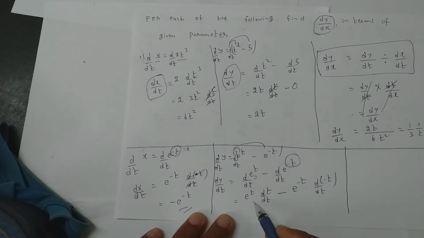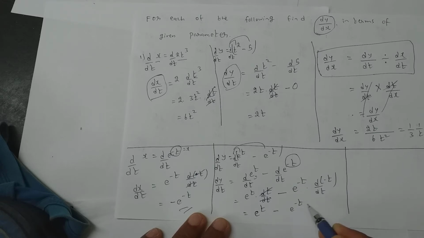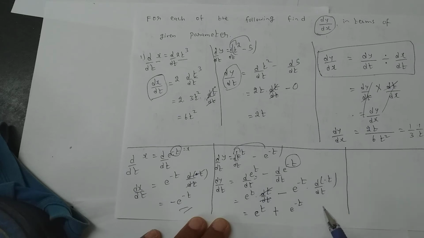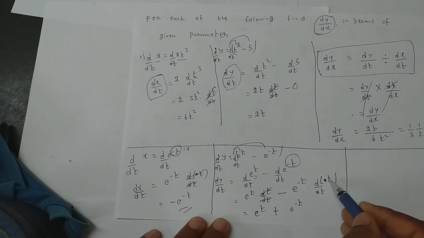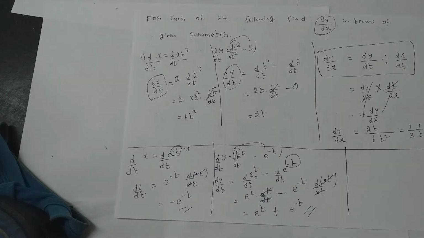Clear? So here it is only e power t, this gets cancelled. Now minus e power minus t. As we had here, here also the minus will come out, and that minus, this minus will become plus. So once minus is gone, dt is cancelled. So this is left out.